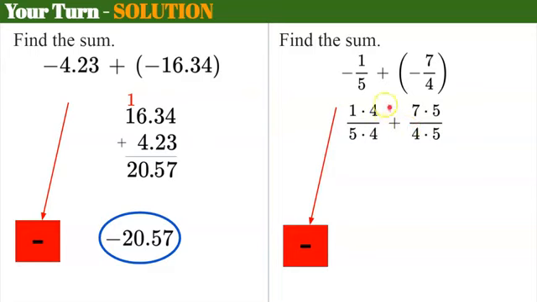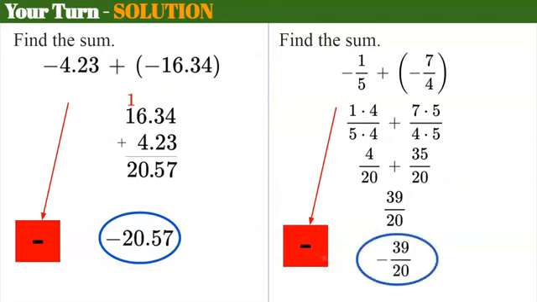All right, we're ready to multiply. 4 times 1 is 4 over our denominator of 20. 7 times 5 is 35 over my denominator of 20. So now I'm going to keep the denominator of 20 and add my numerators. 4 plus 35 is 39 over 20. Not forgetting that it has to be negative. Negative 39/20.